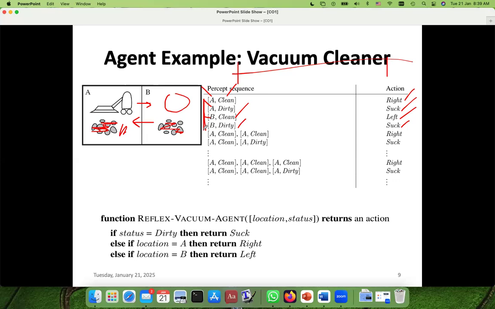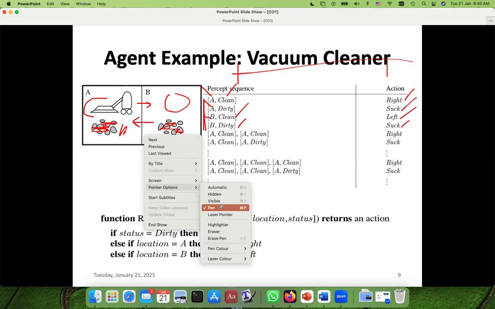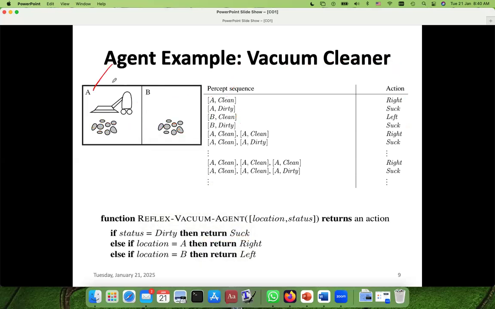And then your agent will go again into the environment and perceive. If your agent is in square A and the dirt is available, then it will match this entry, A and dirt. A and dirt is this. Here it is not mentioned, but then what happens? A, dirt.